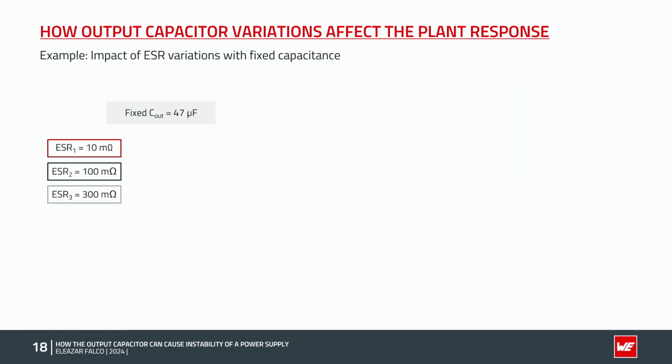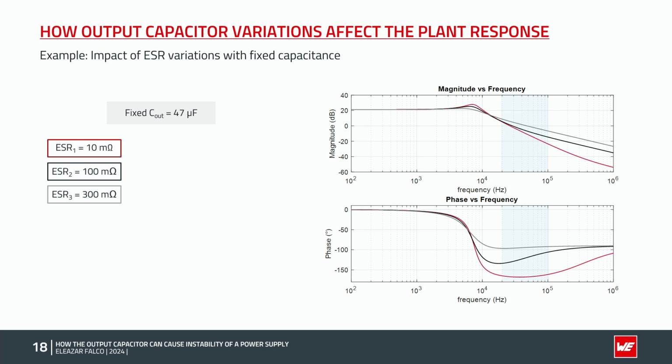Let us do now the same exercise, but fixing the output capacitance to 47 microfarad and considering different common values for the ESR. In this case, 10 milliohm in red, 100 milliohm in black, and 300 milliohm in gray. And here we can see the different plant responses obtained. For an ESR of 10 milliohm, the ESR0 is at 340 kilohertz, and again, it does not affect much the gain and the phase in the target frequency range. The double pole is at 7.5 kilohertz.